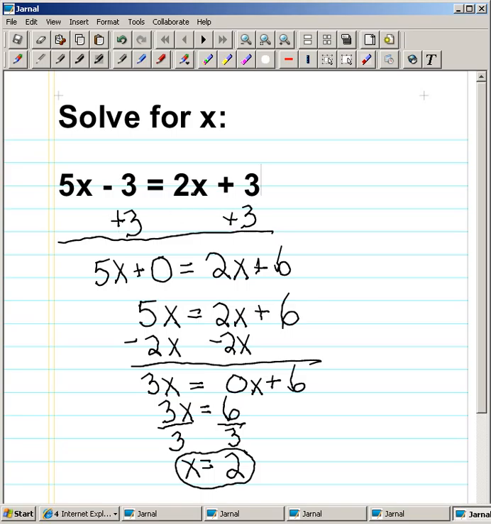Since 7 is equal to 7, we can be very confident that x equals 2 is the solution to this equation in which the variable occurred on both sides.